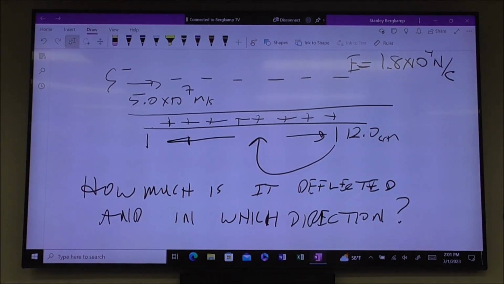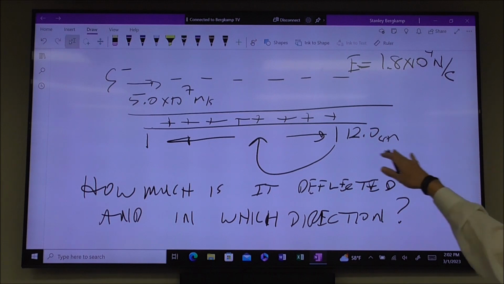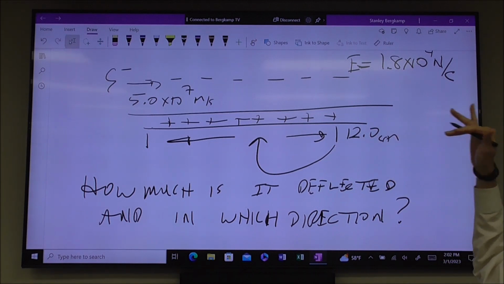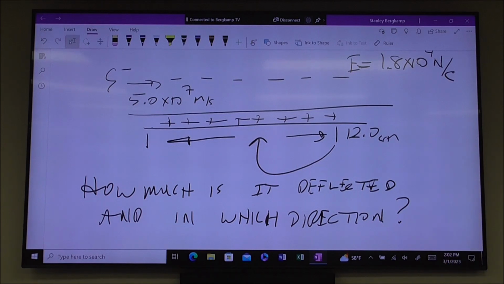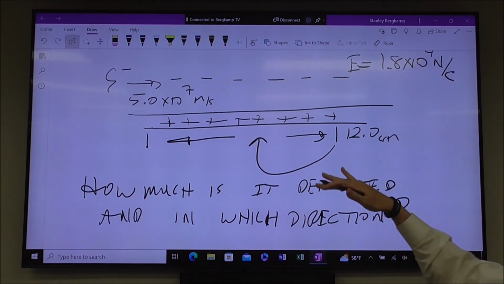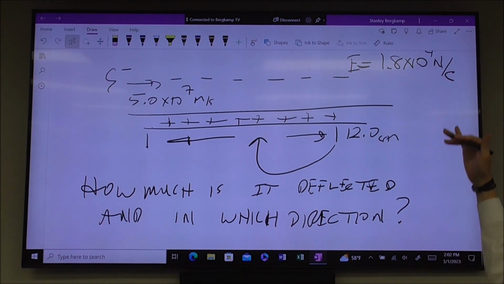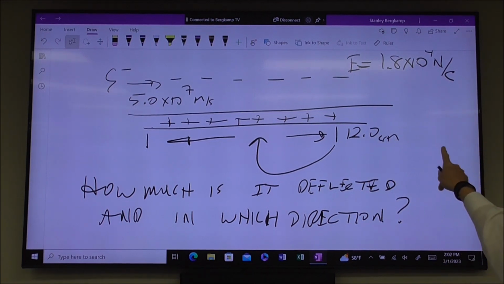So what's the first thing you can find? Force. Using what? Well, I did force, right? 1.6 times 10 to the 19th. What does it mean, how much is it deflected? How far does it move from the straight line path that it would take if there was no electric field? So basically, what's the vertical distance it's going to move up or down from the straight line path that it would take?